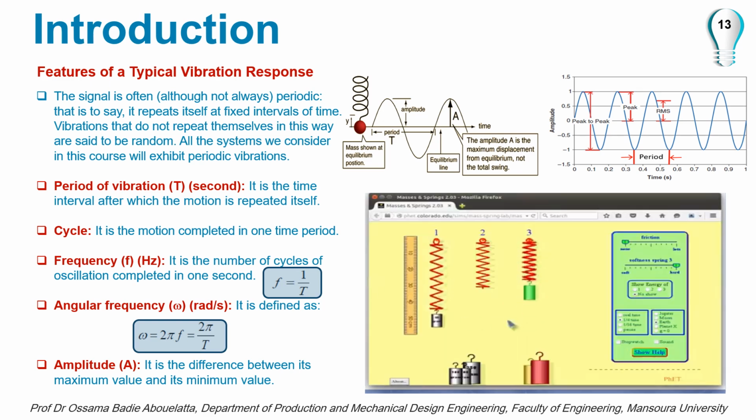Flipping back over to my simulation real quick, notice that these don't have the same period. The amount of time it takes mass number one to go up and down is a much longer time than the shorter amount of time it takes spring number three and mass number three to go up and down. So this would have a short period, this would have a long period.